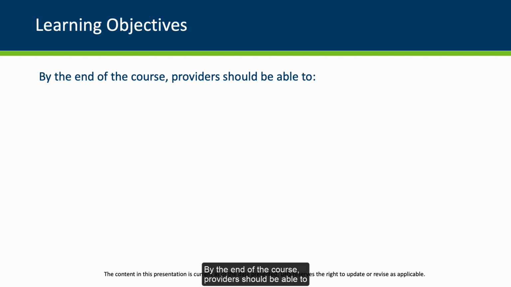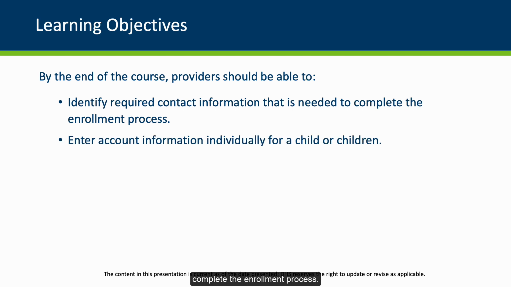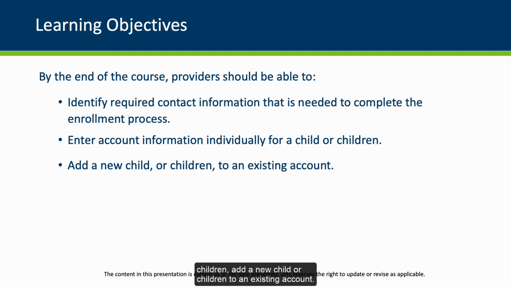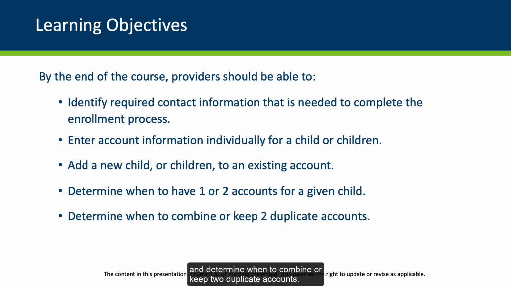By the end of the course, providers should be able to identify required contact information that is needed to complete the enrollment process, enter account information individually for a child or children, add a new child or children to an existing account, determine when to have one or two accounts for a given child, and determine when to combine or keep two duplicate accounts.